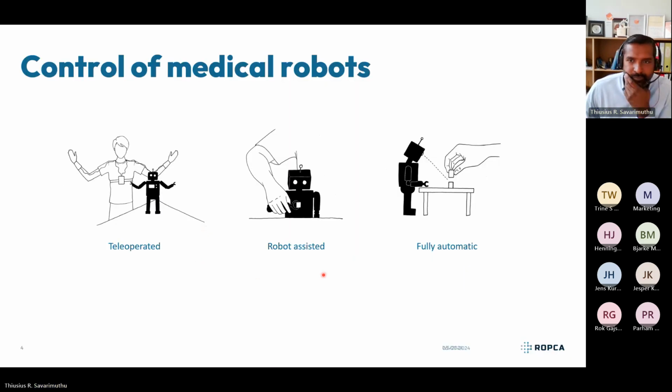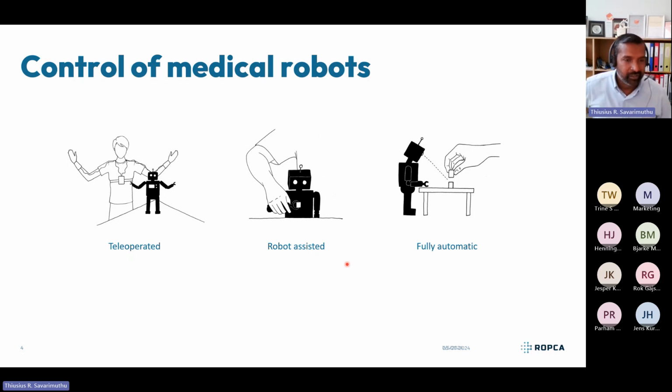Okay. So before I go into the ROPCA story, I want to start with some of the research and general ideas behind control of medical robots, because I think it's important to have a focus on why do we want to do an automatic ultrasound scanning robot, which Arthur is.